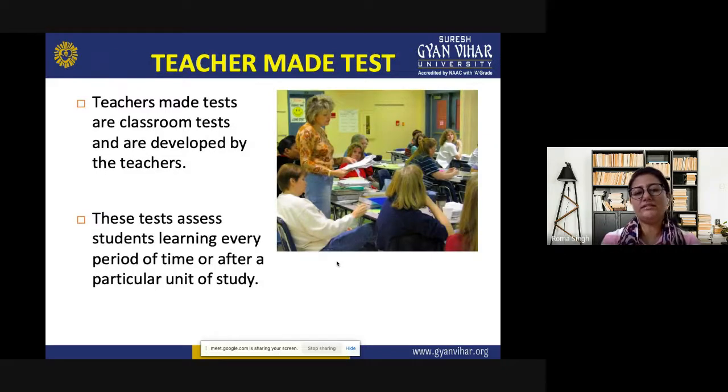So now the second type of achievement test is the teacher-made test. Teacher-made tests are basically classroom tests, and are developed by the teachers. So sometimes standardized procedures are not followed here, because the teacher can decide whenever they want to evaluate through various kinds of tests. So these tests assess students' learning every period of time or after a particular unit of study. So this whole thing depends upon the teacher.